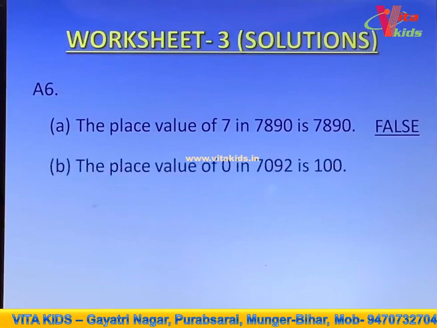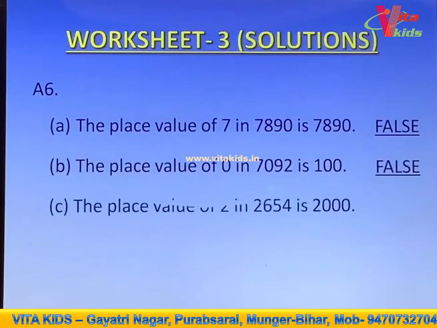The place value of 0 in 7092 is 100. We take the digit and then everything on the right we are converting it to 0. So we get 3 zeros, not 100. That means place value of 0 is 0. So this is also false.